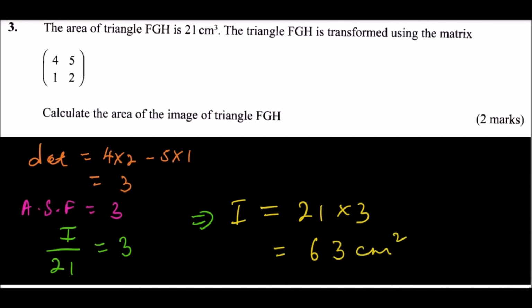That's how you work out that, and you get 2 marks. So the first thing is you get 1 mark for assigning the determinant to the area scale factor, and you get one mark for the answer, and that adds up to 2 marks.